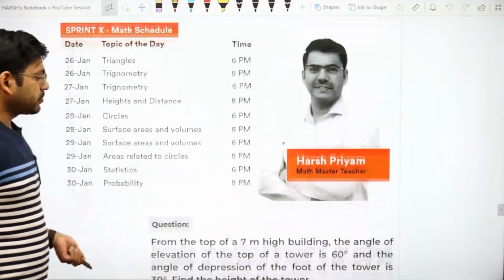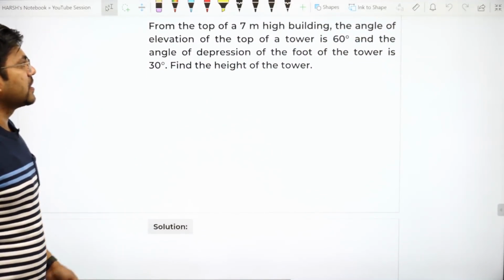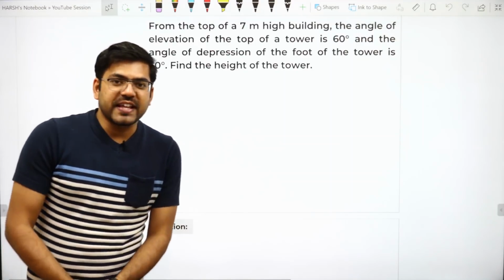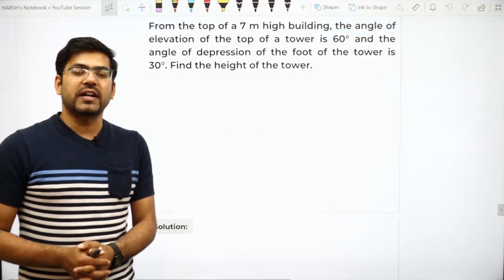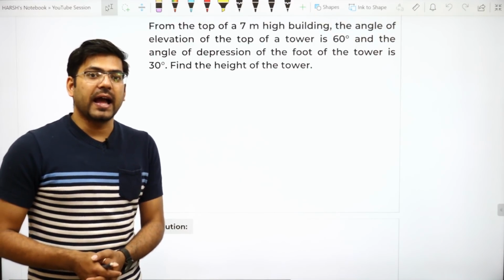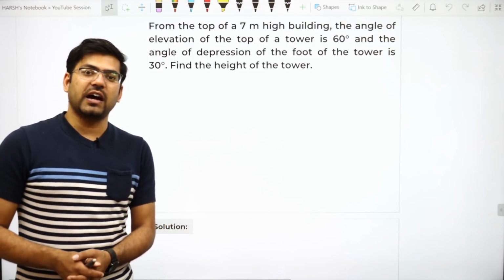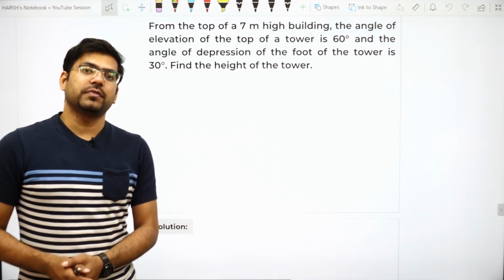So the first question goes like this. From the top of a 7-meter building, the angle of elevation of the top of a tower is 60 degree and the angle of depression of the foot of the tower is 30 degree. Find the height of the tower.